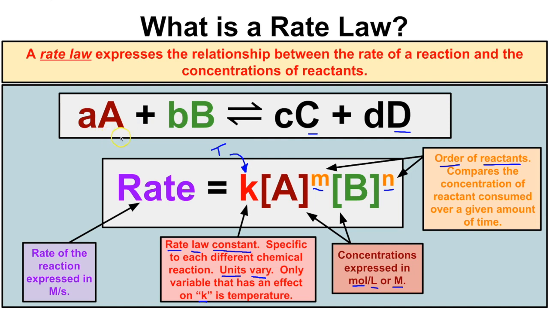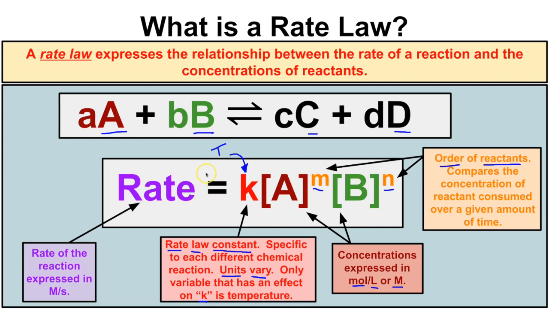So if we wanted to write a rate law for this chemical reaction right here, rate would equal K times the concentration of A raised to some sort of power, in this case the order of A, times the concentration of B raised to the order of B. So how can we figure out the order of our reactants? And how can we figure out the order of the entire reaction? And then how can we write a complete rate law for a chemical reaction? Well, let's take a look.